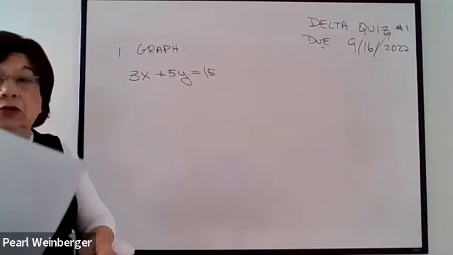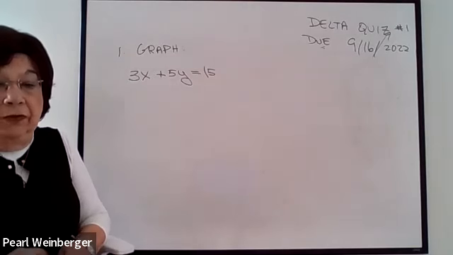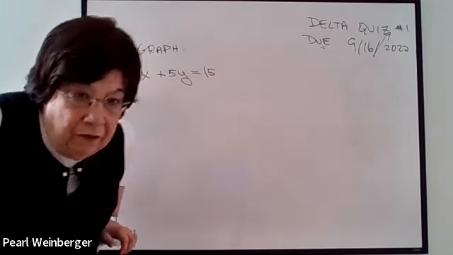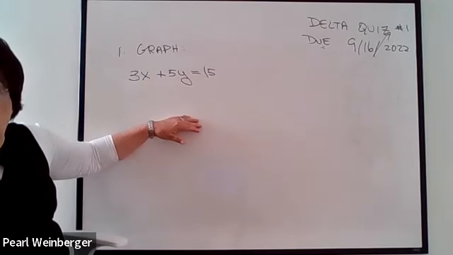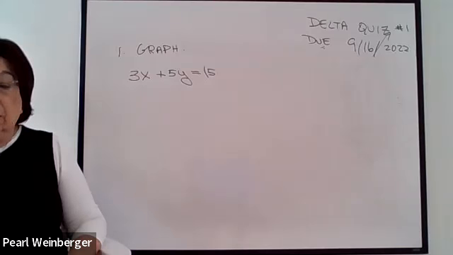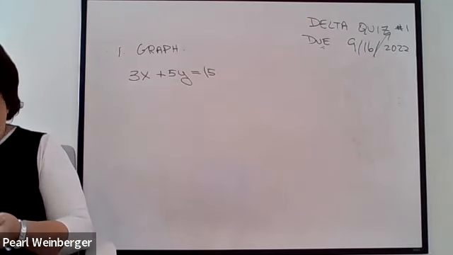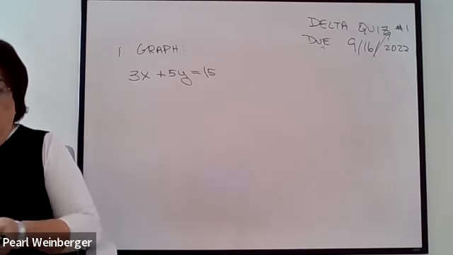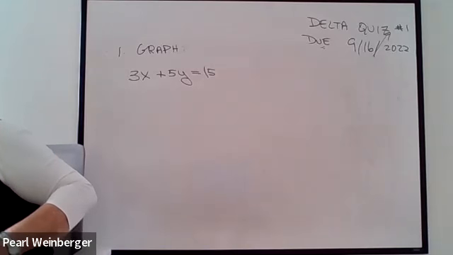The first thing we're going to do is put it in the slope intercept, the y equals mx plus b format. So I'd like you to put it into the y equals mx plus b format, and then use that to graph your line. I'm going to give you about 5 minutes to try this. And while you're doing that, I'm going to take attendance.